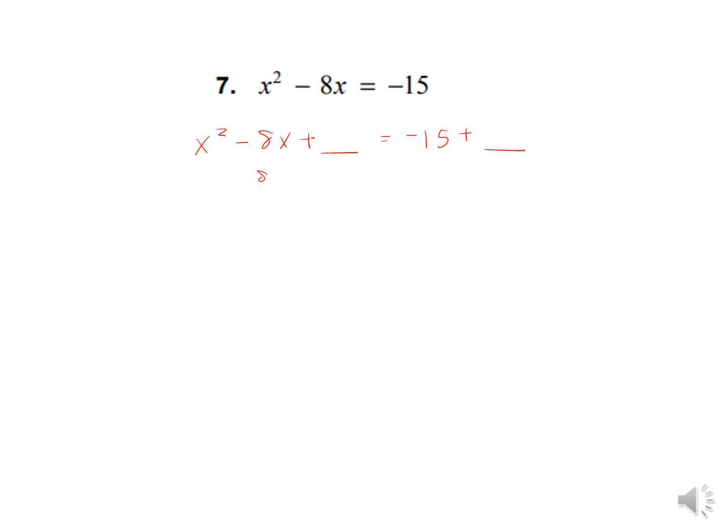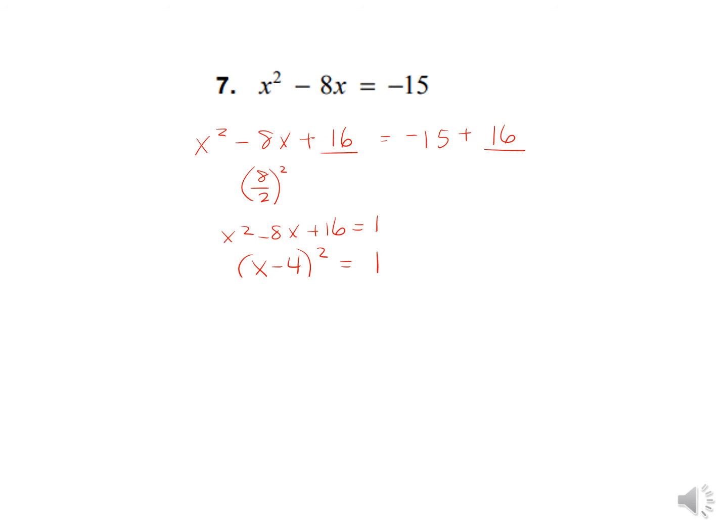So I go 8 over 2 squared is 4 squared is 16. And now I get a 16 over here. So I get x squared minus 8x plus 16 equals 1. Now I'm going to factor this. x minus 4 squared equals 1.